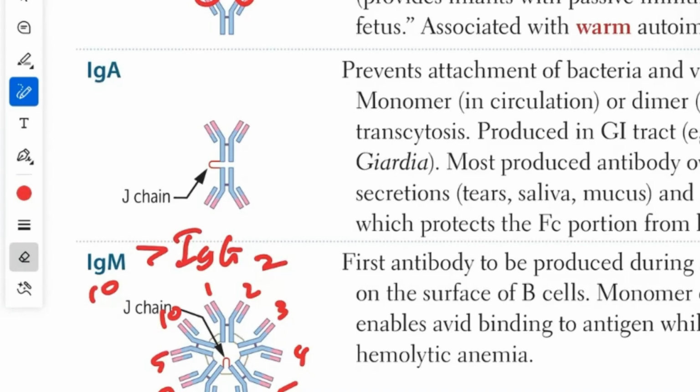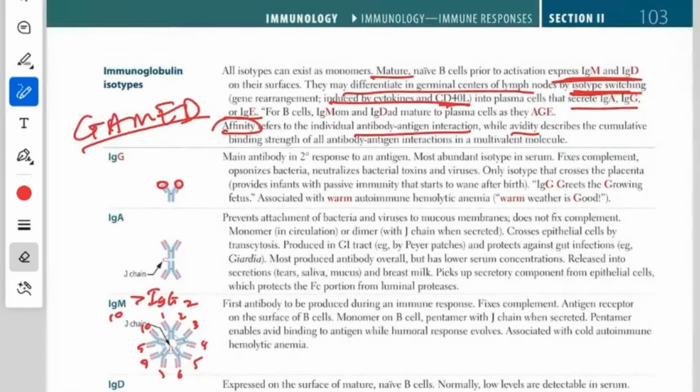They may have the same affinity for a given antigen, or even in some situations, IgG may have a higher affinity for that particular antigen compared to IgM, but the avidity, the available binding sites on IgM, is higher than that of IgG. Okay. So that talks about the cumulative strength of all the antigen-antibody binding sites, and this is for a multivalent molecule.